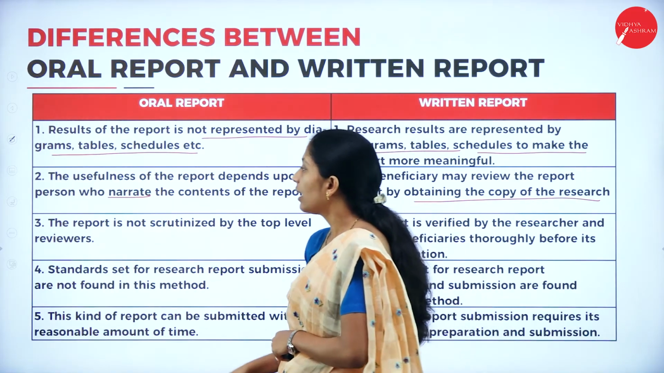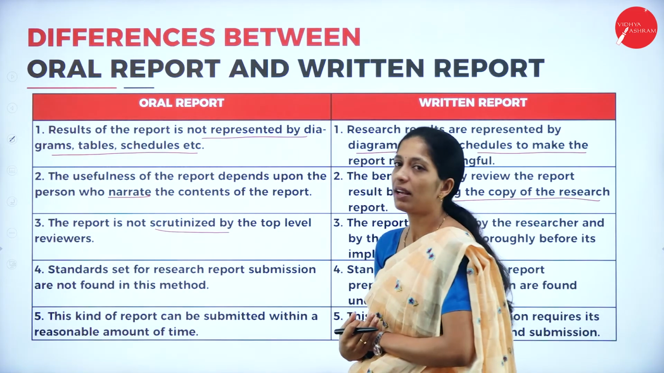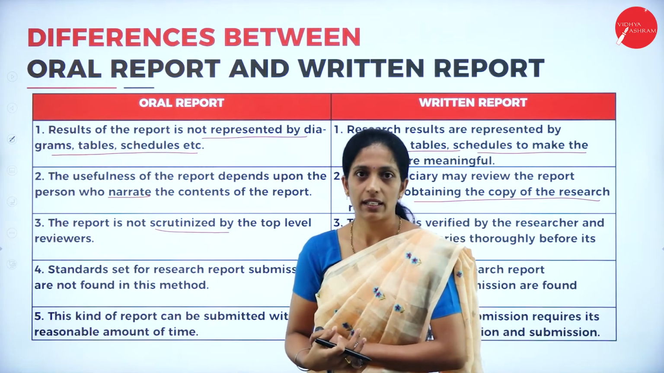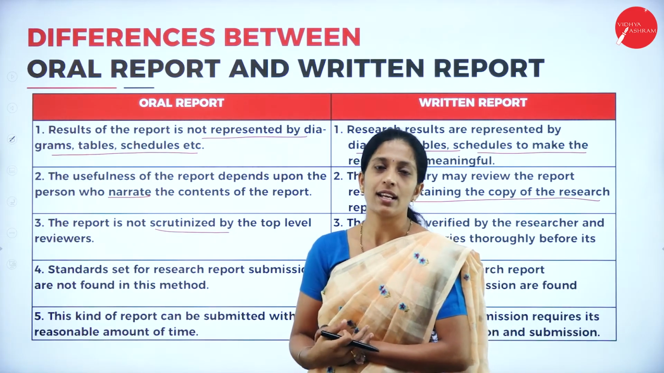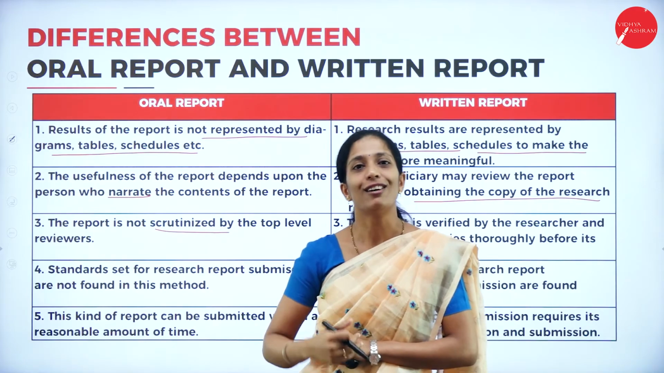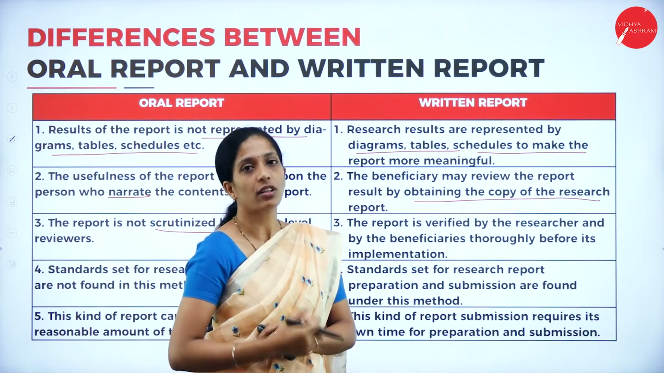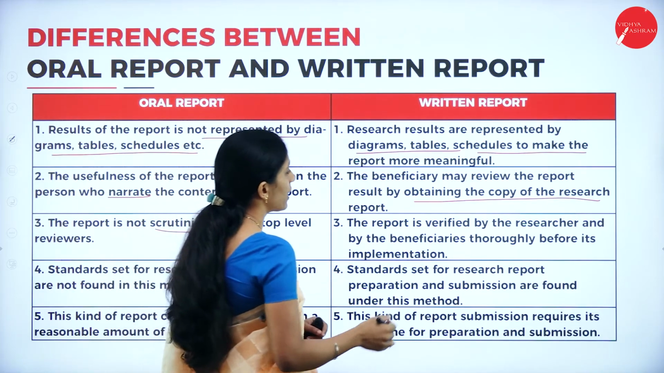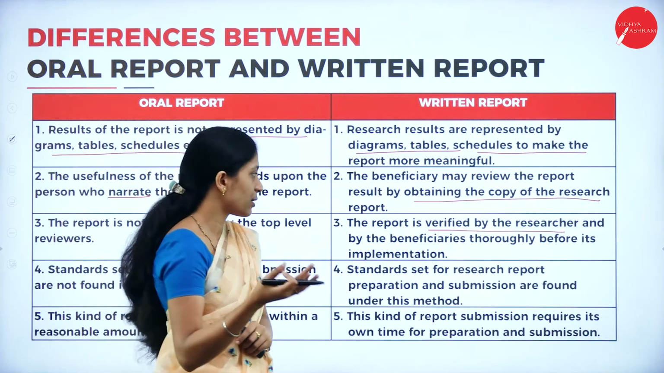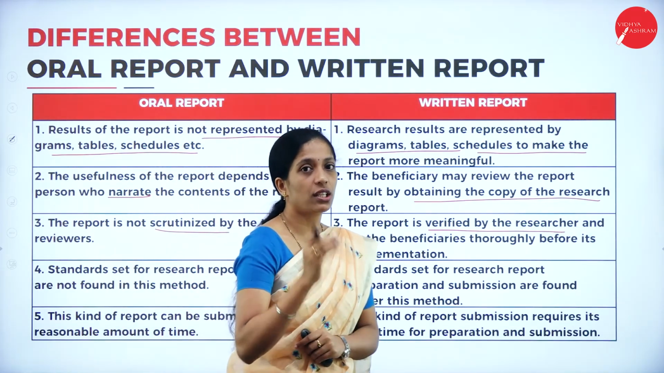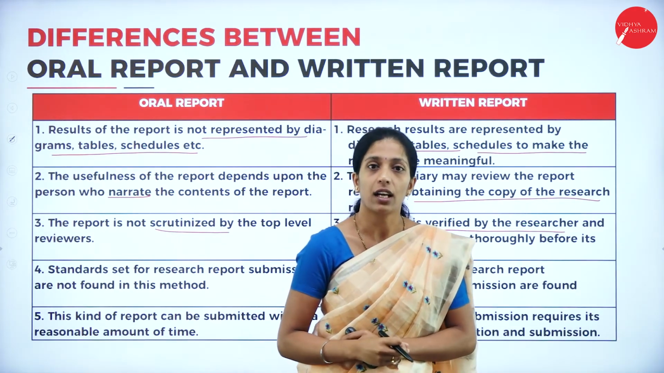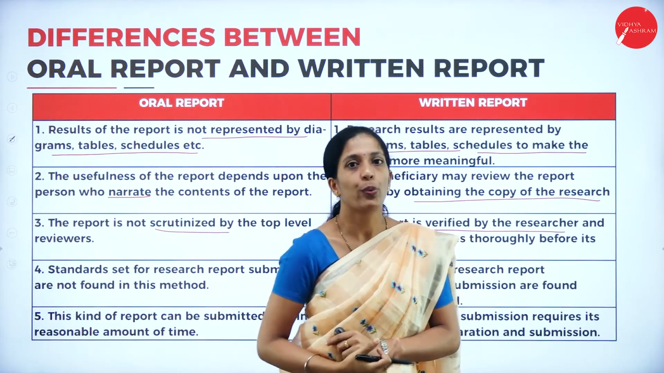Next, the third difference is that the oral report is not scrutinized by top level reviewers. Under oral report, they are just going to report in seminars, workshops or symposia, but it will not be scrutinized by any top level managers or authorities. But in a written report, the report is verified by the researcher and by the beneficiaries thoroughly before it is presented. Before presentation, the written report has to be checked properly, because it has to be communicated to the users, so it will be verified properly.